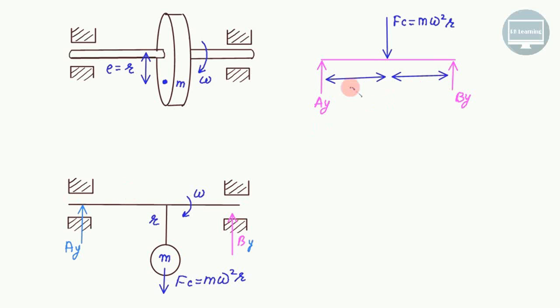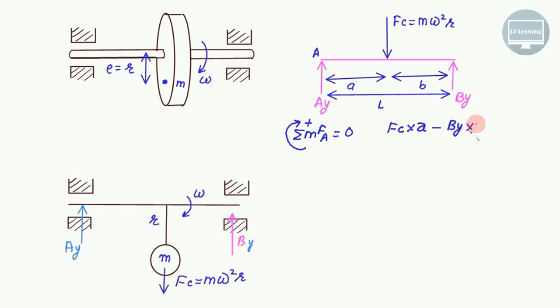Or if it is unsymmetrical, then I will say this distance is A, this distance is B, and the total distance is equal to L. About point A, this moment is clockwise. The sum of moments of all forces about A, clockwise positive, must equal 0. So Fc multiplied by A is a clockwise moment, and By multiplied by L is an anti-clockwise moment. So By multiplied by L equals 0 in the balance, and we get the reaction By equal to Fc multiplied by A divided by L.